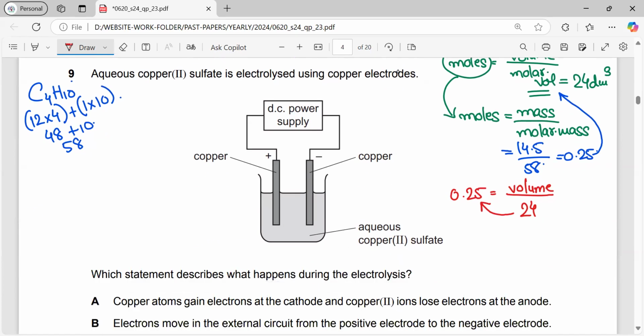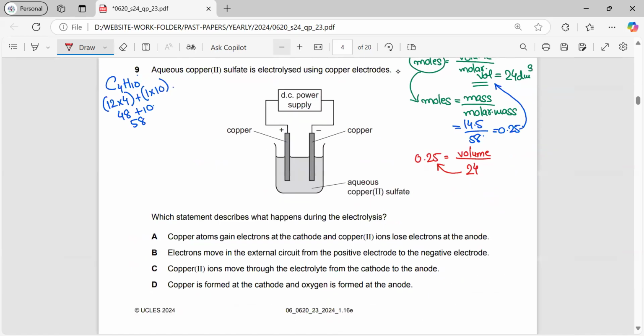Next question is of electrolysis. Aqueous copper sulfate is electrolyzed using copper electrodes. This statement describes what happens during the electrolysis. Now we're doing this electrolysis of copper sulfate which is blue in color, and we're doing this electrolysis using copper electrodes which are reactive. The copper electrodes are reactive electrodes.